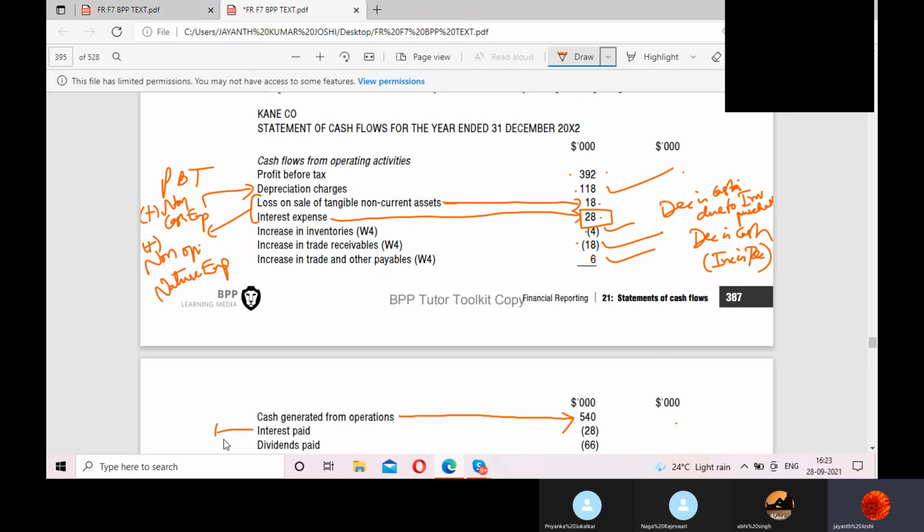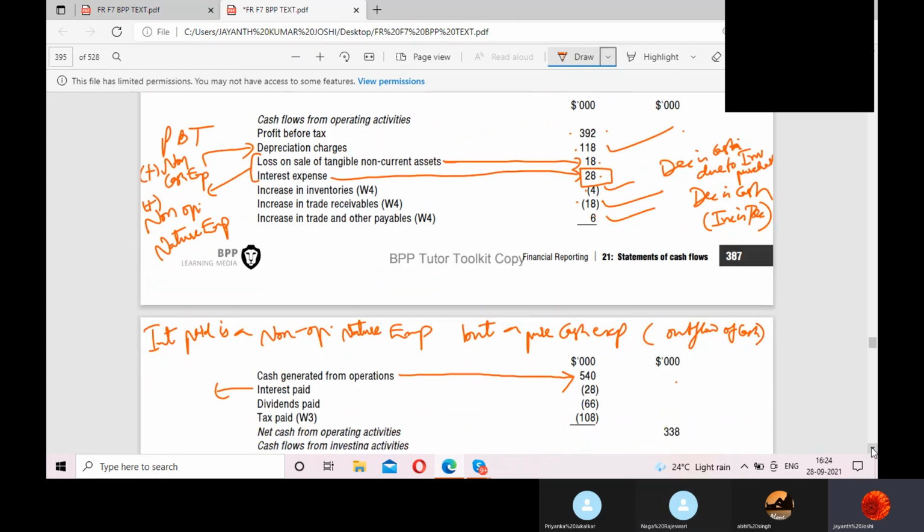Why do you need to subtract? Because interest paid is a non-operating nature expense, but a pure cash expense. So cash is going out. There is an outflow of cash.